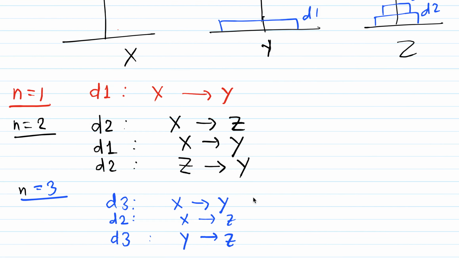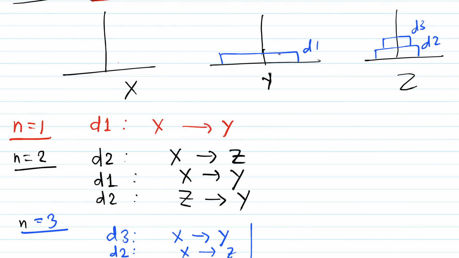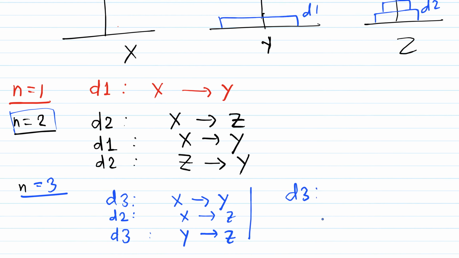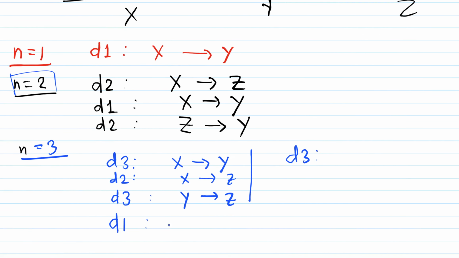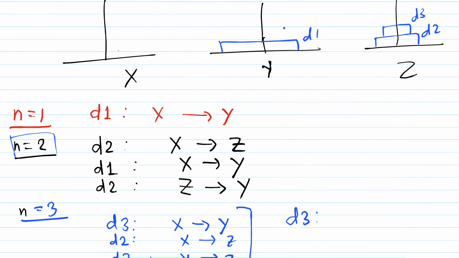So once we have done this, we will move this D1 from X to Y, we have already moved. Then we have this problem for n equal to 2. So we will put D3. So this I have not written. D1 we moved from X to Y. That's why it came here.